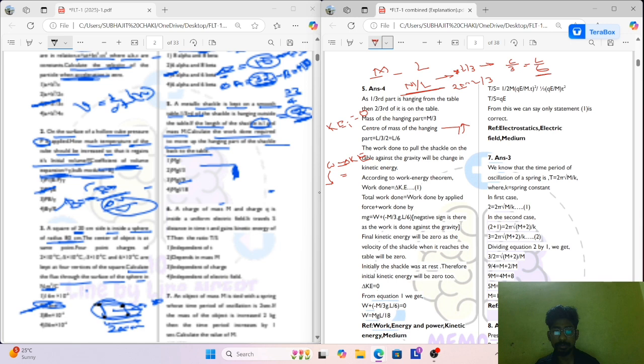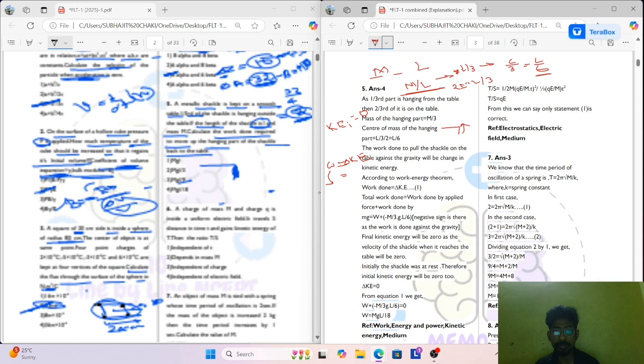Now question number 6: a particle of mass m and charge q is inside a uniform electric field. It travels a distance S in time t and gains kinetic energy T. Then find the ratio of T by S. Energy by displacement gives you force only. If you remember, energy or work done is equal to force into displacement, so if you divide energy by displacement you get only force. And force is equal to mass into acceleration, so it depends on the mass.